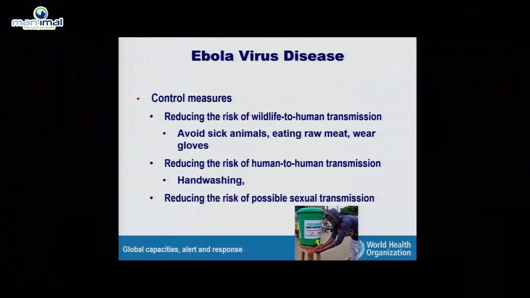So again, control is focusing on what the potential risks of infection are, and where you are likely to be exposed. If you're out in the forest and having contact with wildlife, obviously the control measure is to avoid the sick ones, because they're the animals most likely to have been infected. For reducing the risk of human-to-human transmission, hand washing, I can't overemphasise it.